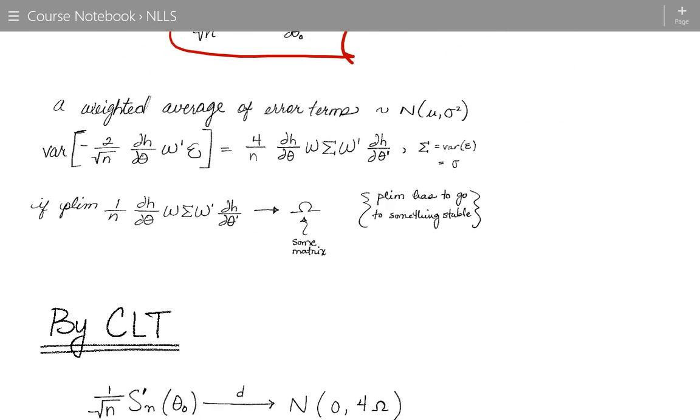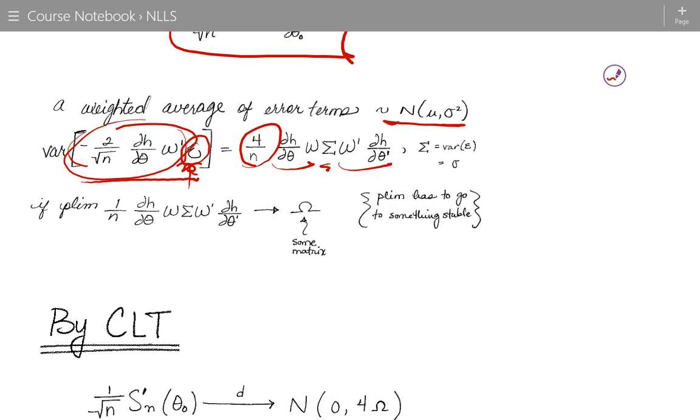This is a weighted average of error terms, right? And so we assume that as a weighted average of error terms, it is going to a normal with mean mu and variance sigma squared. The variance of this term has to do with this constant, and then my error or random variable in the middle. So in a matrix sense, I square this term, and then I get the variance of the error, which is what I've got here. This is squaring it, and the constants come out squared, so negative 2 squared is 4, and square root of n squared is n. My capital sigma here is my variance for the error term.